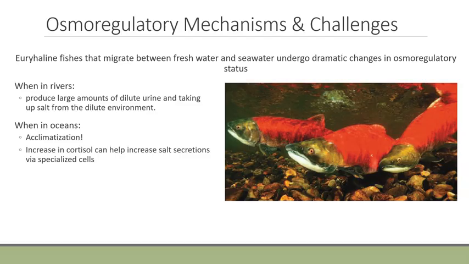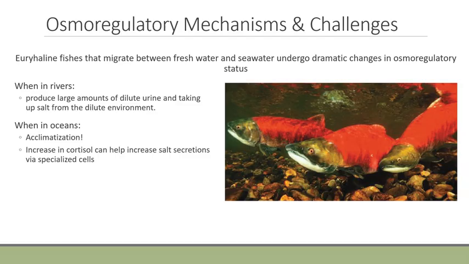One of the ways that they do this is they increase a hormone production called cortisol. Cortisol is generally a stress hormone. And that increase in cortisol will increase the ability to secrete salts to keep water in their body, which is done through very specialized cells. So they have nice adaptive strategies to make sure that they aren't getting screwed over when they're in the ocean.